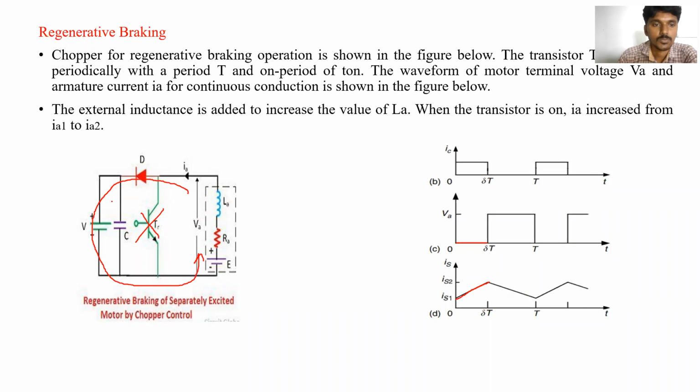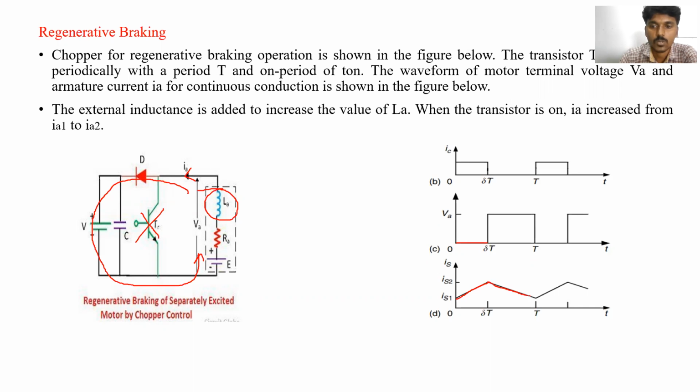When the switch is in the off condition, the current is still flowing in the same direction as in the previous case, that is positive, but the magnitude of the output current or armature current is going to decrease, because now the current is coming from the inductance. Clear?